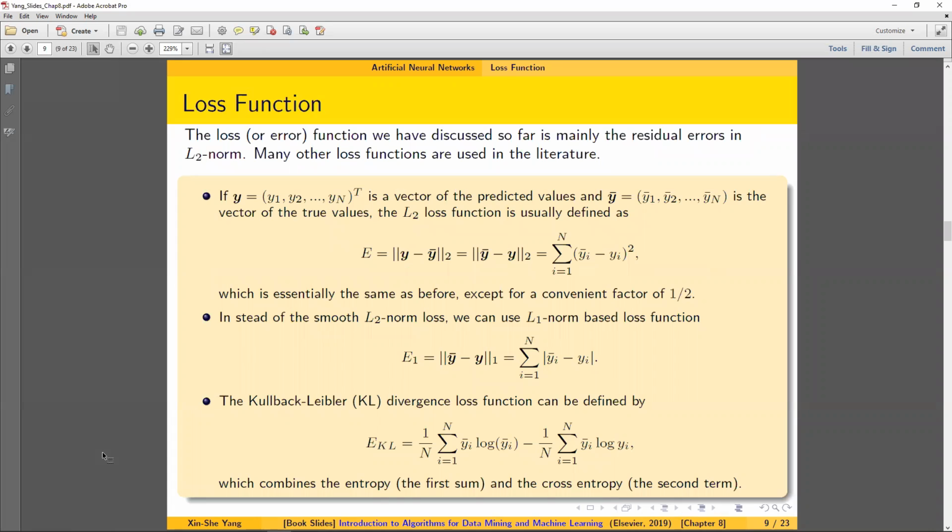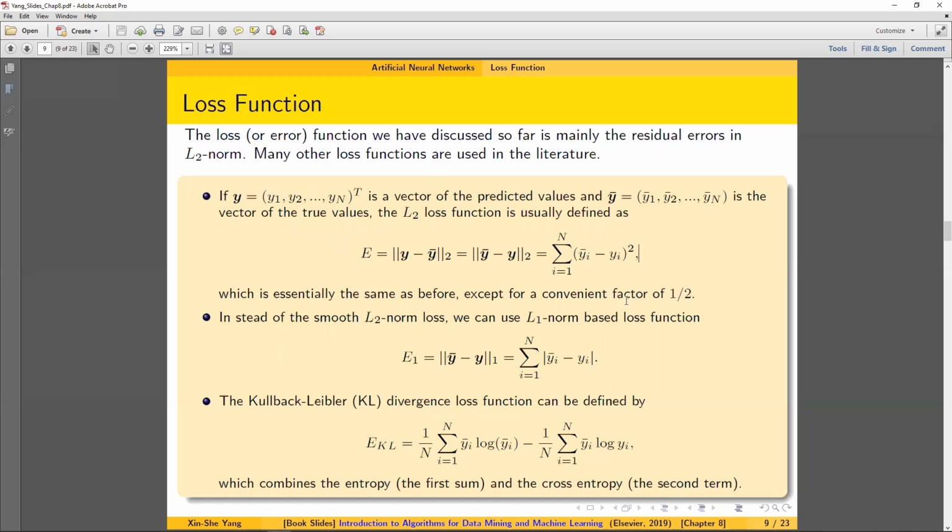Now, we want to expand a little bit on the loss function. What we just said was L2 norm being an objective function, but there can be a lot of different flavors of the loss function. We only discussed L2 norm so far, but many other loss functions are used in the literature. Assume that y is a vector of the predicted values and y bar is a vector of the true values. L2 norm essentially is this. We just get rid of the half to make the calculation a little easier. That's just a simple transformation.